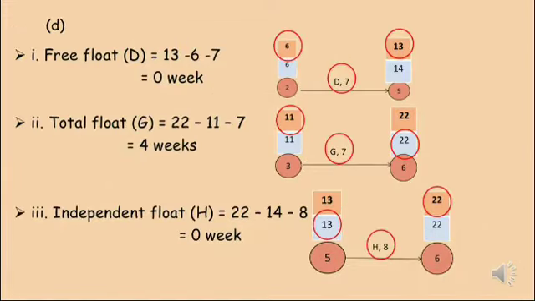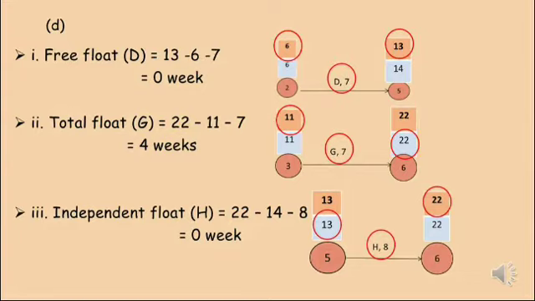To calculate the free float for activity D, the earliest event time for event number 5 will be minus the earliest event time for event number 2, and minus the duration for activity D. So 13 weeks minus 6 weeks and 7 weeks equals 7 weeks.